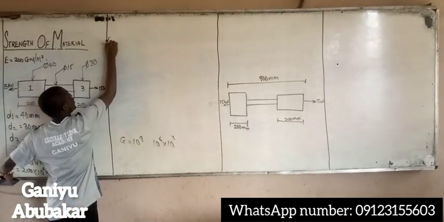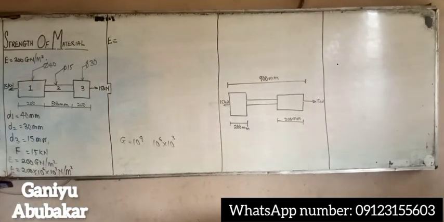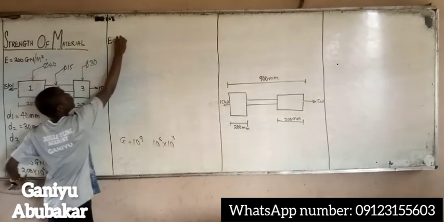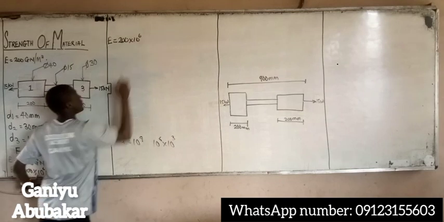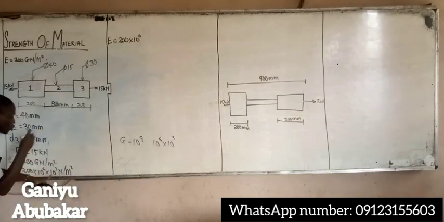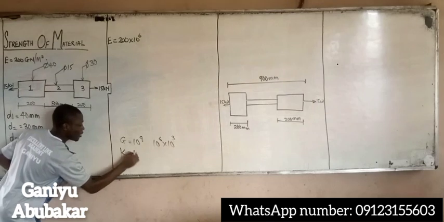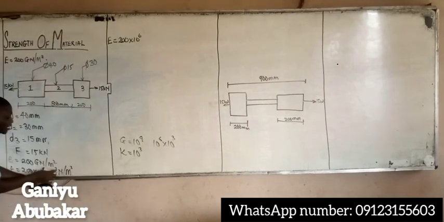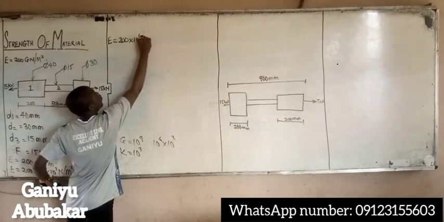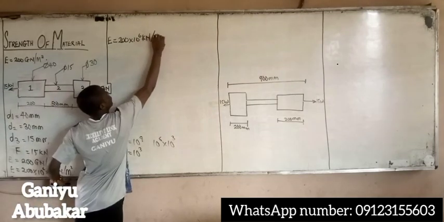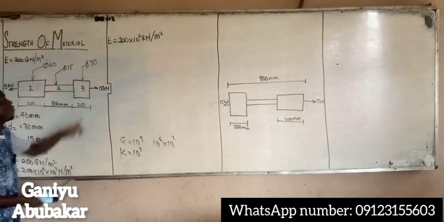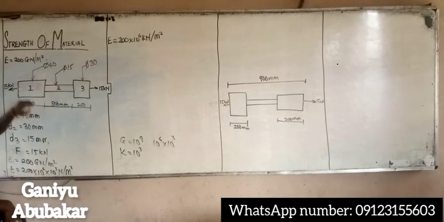Obviously, E is now equal in value to... My aim is to convert giganewton per meter square to kilonewton. Hence, I have 200 multiply 10 to the power 6. This is 10 to the power 3. Naturally, kilo is 10 to the power 3. Hence, I'll replace this with kilo. I'll have kilonewton per meter square. Obviously, now I've converted my numbers to be this. So I'm not using this again.